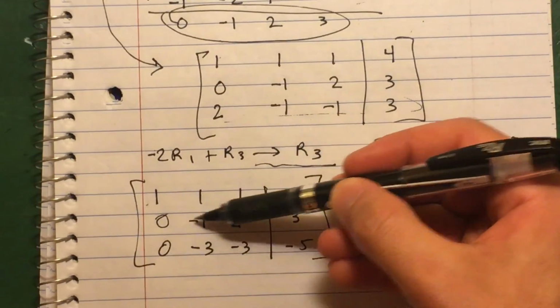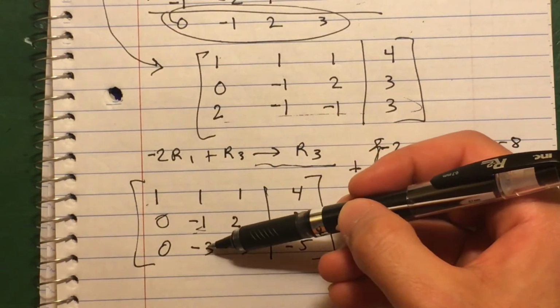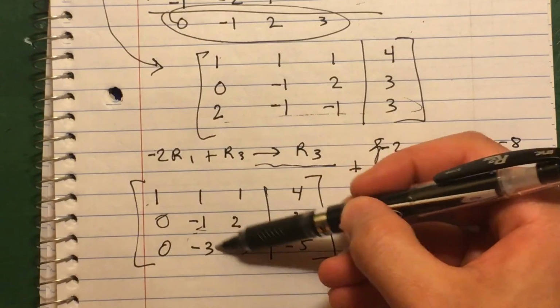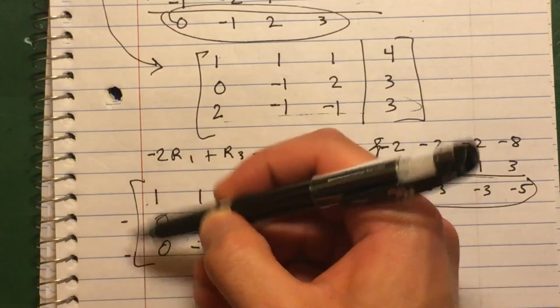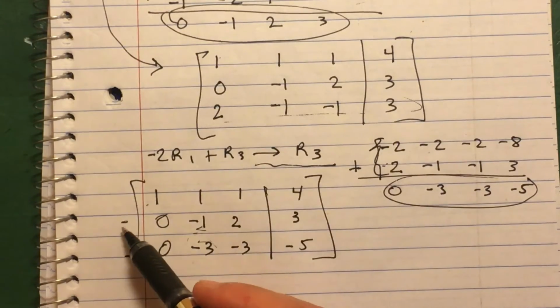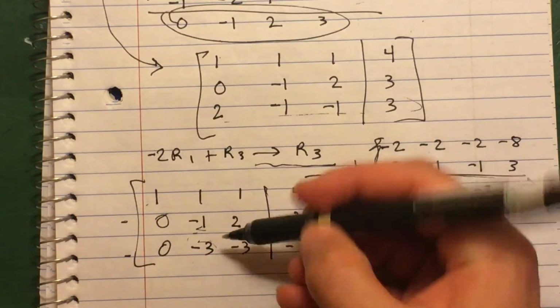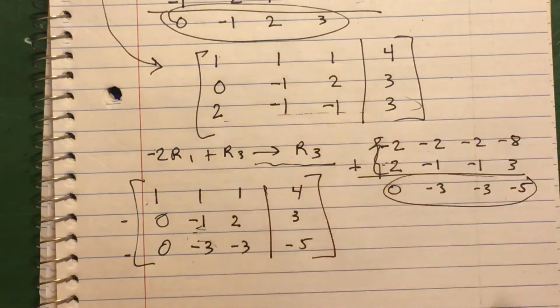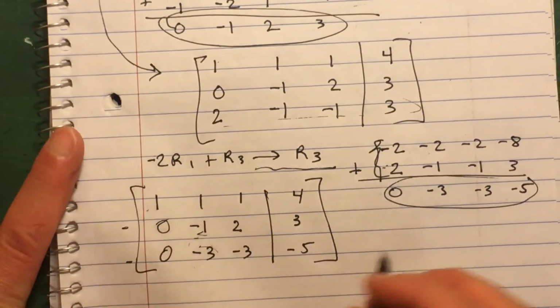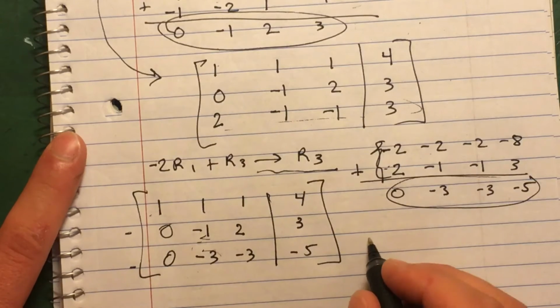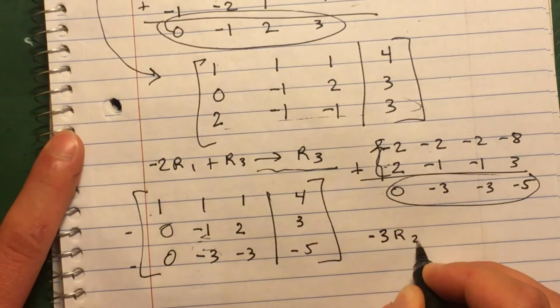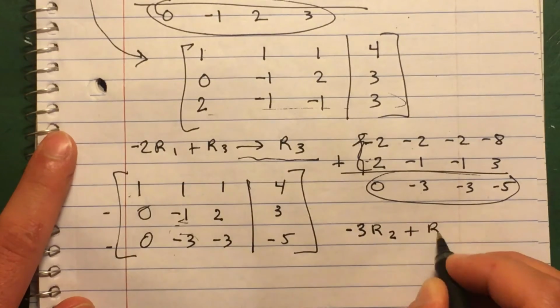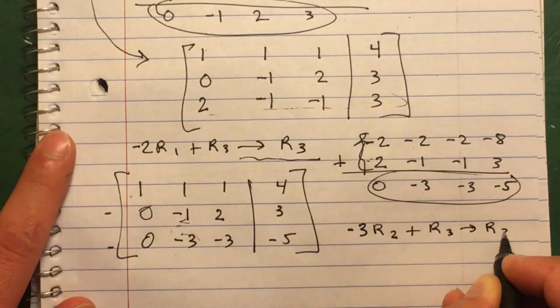Alright, second leading entry right here, I'm going to manipulate it in a way that I'll have a 0 right here. And what I'm going to do is add these two rows, R2 and R3, but with R2 being multiplied by negative 3, so I'd have positive 3, negative 3 here, and then they cancel. And I'm going to end up placing it at R3. So I'm going to have negative 3 R2, and add it to R3, and place it in R3.